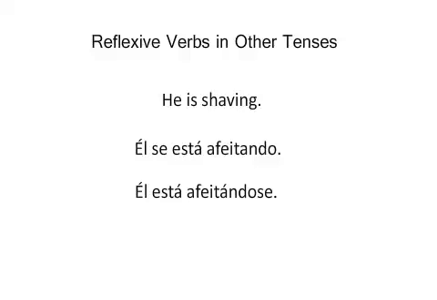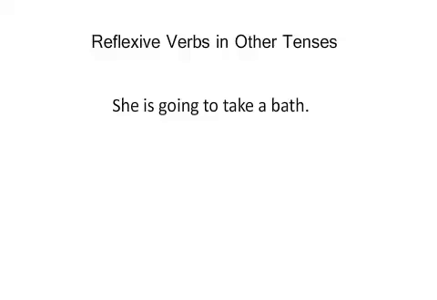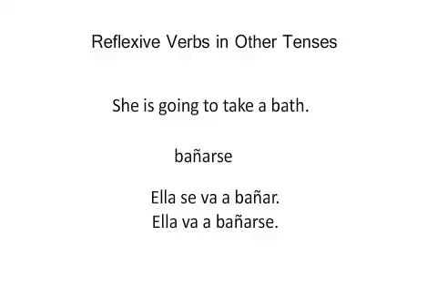We're going to see a very similar thing with ir a plus the infinitive. Here our sentence is, she is going to take a bath. The verb for to take a bath is bañarse. Since our subject is she, we're going to stick with se as our reflexive pronoun again. And again, we have 2 options. Because ir a plus the infinitive has a conjugated form of ir, we could put the se in front of that. But since it has an infinitive, we could stick the se to the end of the infinitive. Let's take a look at each of those options. Here we have ella se va a bañar with our reflexive pronoun before the conjugated verb, or ella va a bañarse with the reflexive pronoun stuck to the end of the infinitive.